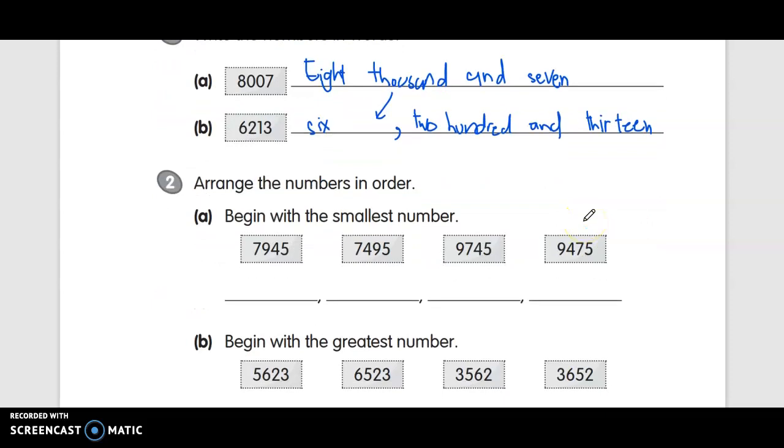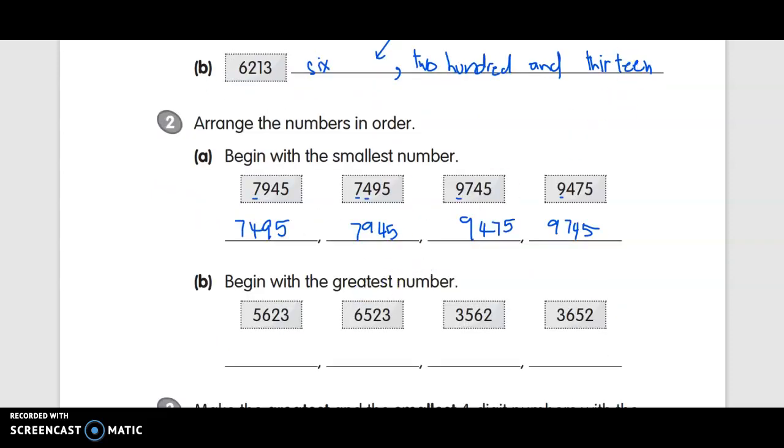Okay. Question 2. Arrange the numbers in order. Begin with the smallest number. So when we compare, remember, we compare the thousands place first. The smallest number is actually 7. And then let's compare the hundreds place. So 4 is the smallest compared to 9. So 7,495, followed by 7,945, followed by 9,475. Remember, starting from the smaller number, right? And then, of course, the last one will be the biggest, 9,745.